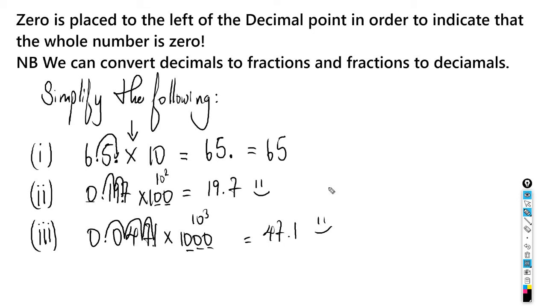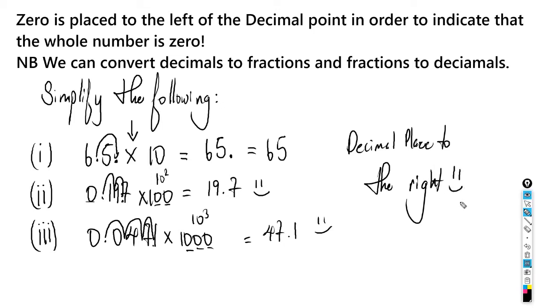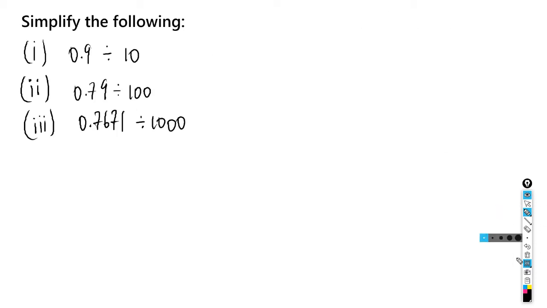So let's move on to division now. This was multiplication. And remember, when you're multiplying, you move the decimal place to the right. Okay. The right side. All right, guys. So we're moving on to division now.